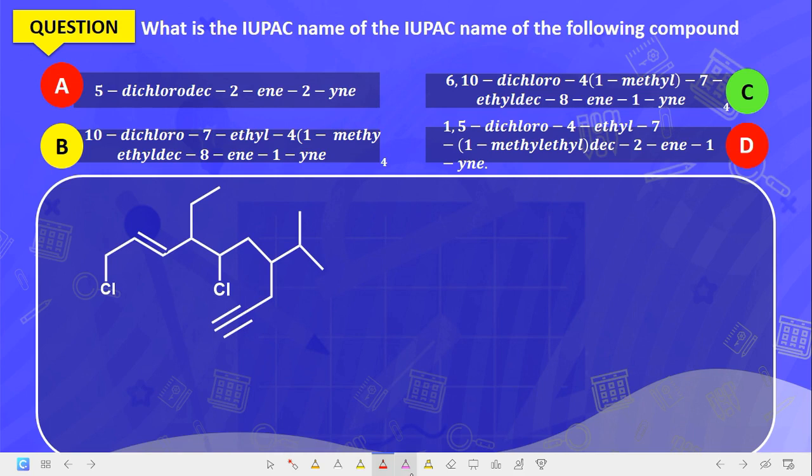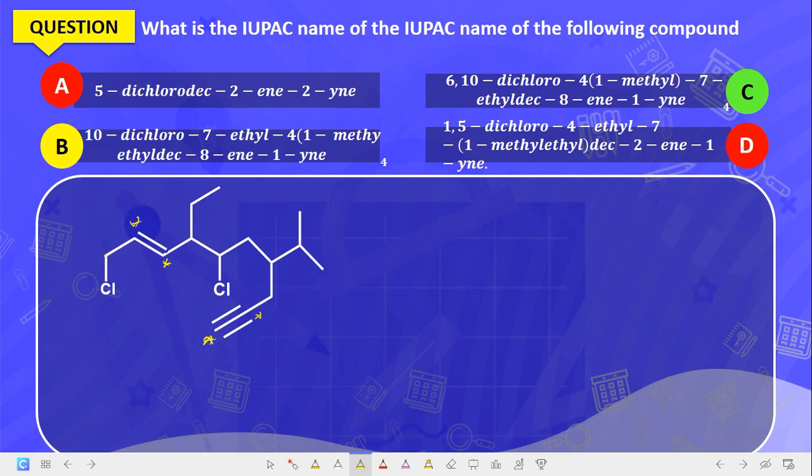Now here are the unsaturated carbons in this compound. You agree with me that this carbon here is unsaturated? Are you getting it? This carbon here is unsaturated, this one is unsaturated, this is unsaturated, and this is unsaturated. What makes them unsaturated? Because they have double bond and triple bond.